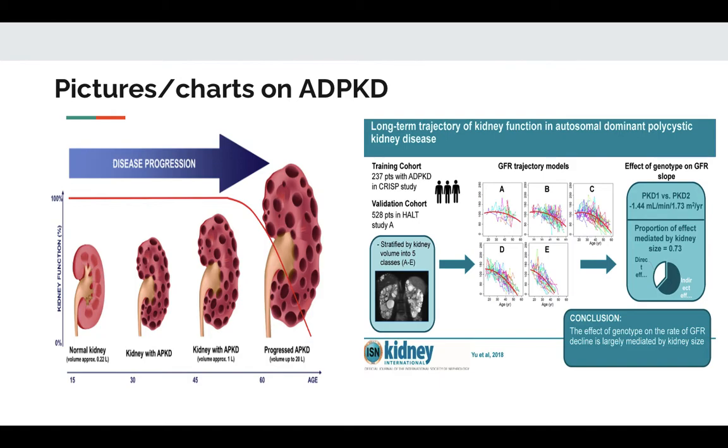And what the study found is that the effect of the genotype on the rate of GFR decline is largely mediated by kidney size. So to put it in simpler terms, as the kidney gets bigger, the functions of the nephrons, which are in the kidney, are going to decrease. So the GFR, that glomerular filtration, is going to slowly decline, whether you have PKD1 or PKD2.